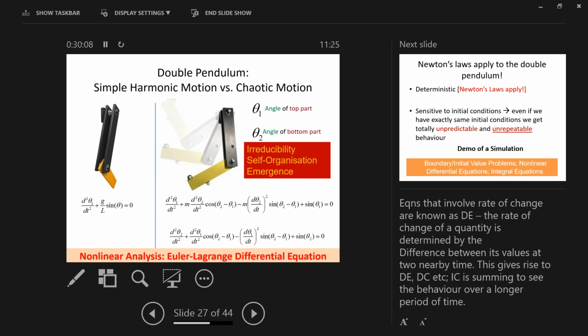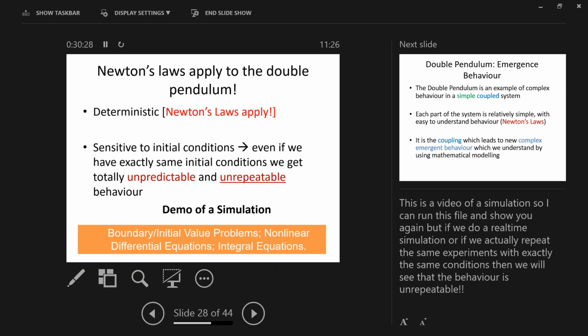For example, elementary genetics and so on. And, you know, so here these equations are there. You can see divisibility, step quantization. So these are Euler-Lagrange differential equations. Newton's law applies to the double pendulum as well, just like it applies to the simple pendulum. It's deterministic, but it's sensitive to initial conditions.